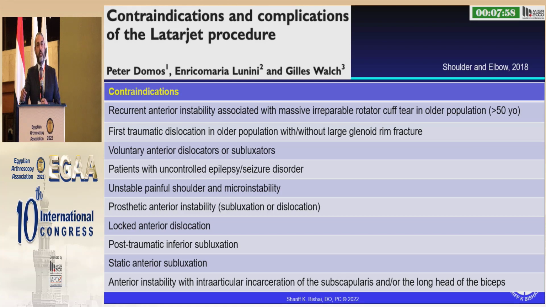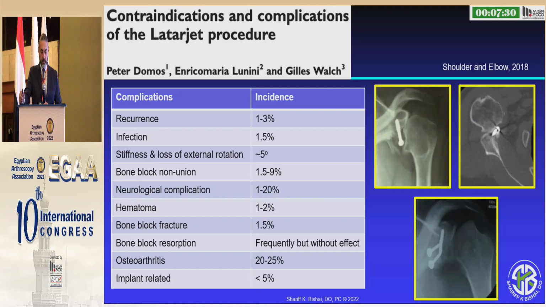Again, going off of what we've done and what we said before, we can't do these on patients with massive irreparable rotator cuff tears. You can't do them on traumatic dislocations in older patients with rim fractures or voluntary anterior dislocations. These are the MDI patients, or uncontrolled seizures or unstable, painful, and even microinstability. Any type of prosthesis you can't do this with. Locked anterior and posterior dislocation, and then the inferior subluxation like a luxatio erecta. Those don't work with these.